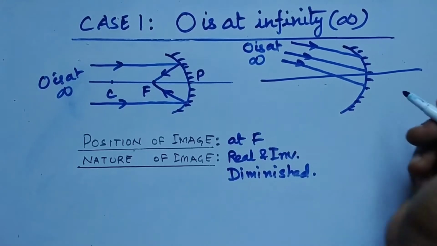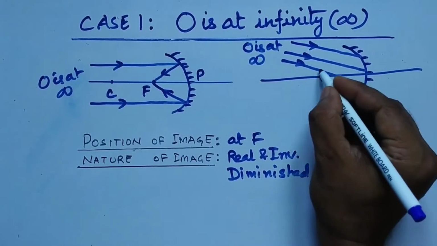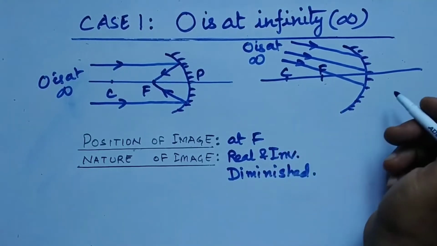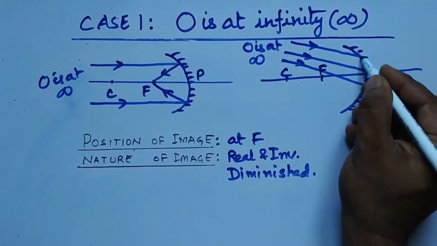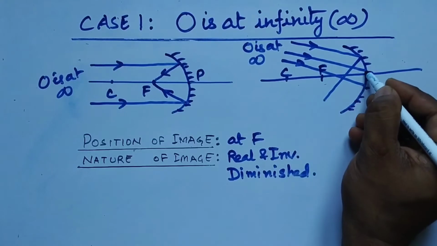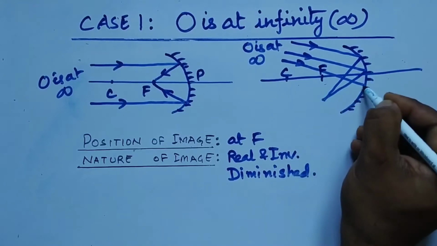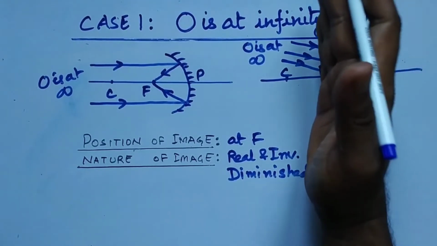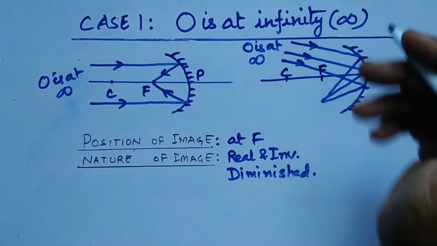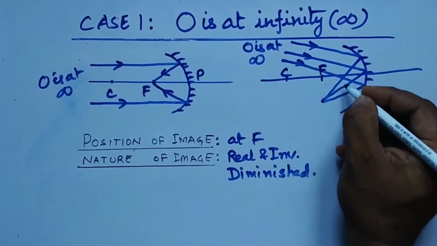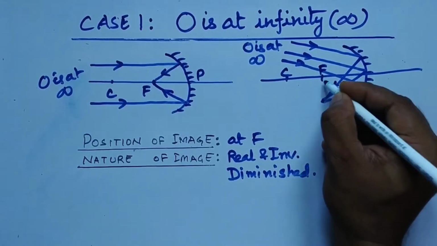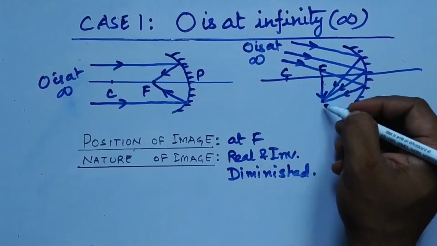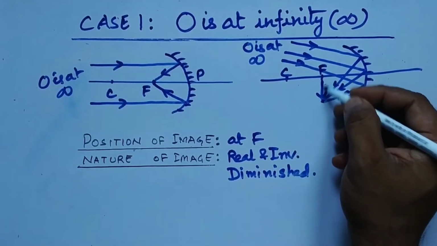Now what will happen? Let's say this is focus, this is center of curvature. Now what will happen? The rays will be reflected, and they will be reflected in such a way that they will meet at a point that will lie on the focal plane. तो यहाँ पर जब ये मिलेंगे तो image will be formed like this. Again, the position of the image will be at focus.